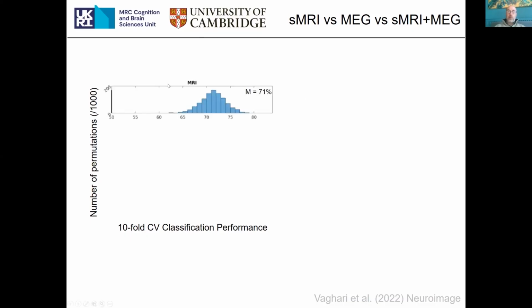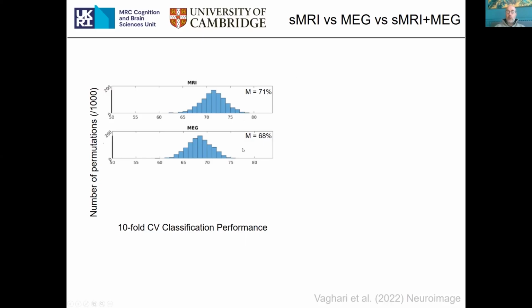So here's performance of the MRI alone. On average, it was 71% correct. This is the distribution across permutations. And that's very typical for MCI in the literature. If you look at MEG alone, it doesn't do as well as the MRI. It's only 68% accurate on average. There may actually be an advantage for MRI here in that the label of MCI that clinicians give the patients is often informed by a clinical MRI. So the MRI has a slight advantage in its classification potentially.